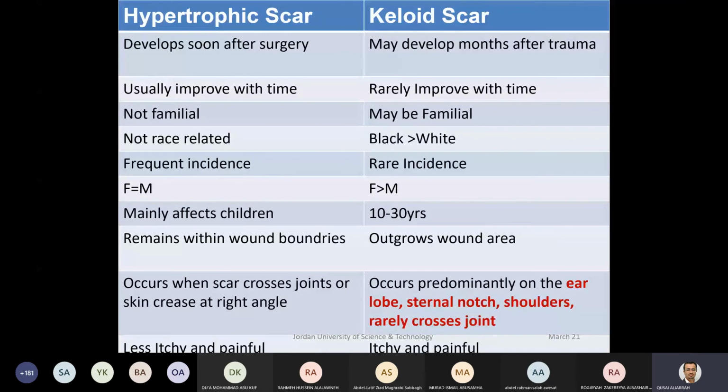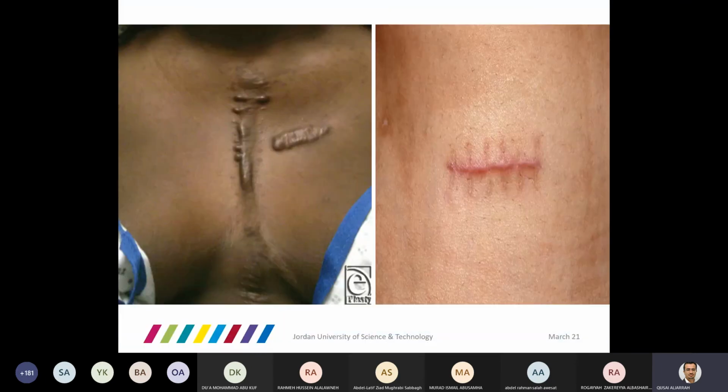هلا هذا الجدول is essential you memorize لانه راح يجيكم definitely سؤال عليه بالامتحان. So it's really important how to differentiate between hypertrophic and keloid scar. وراح احكي لكم شو الاشياء. هلا في عندنا two types of scars, hypertrophic scarring and keloid scar.